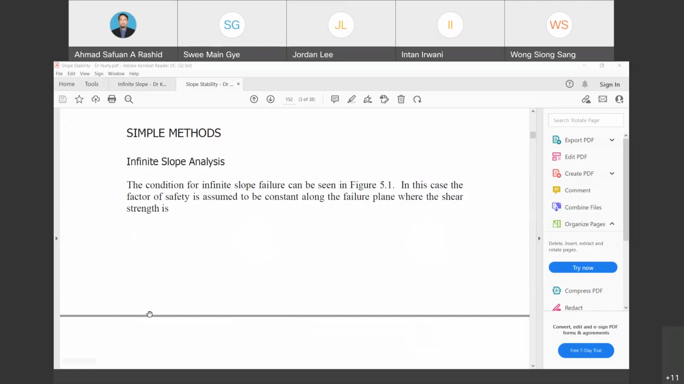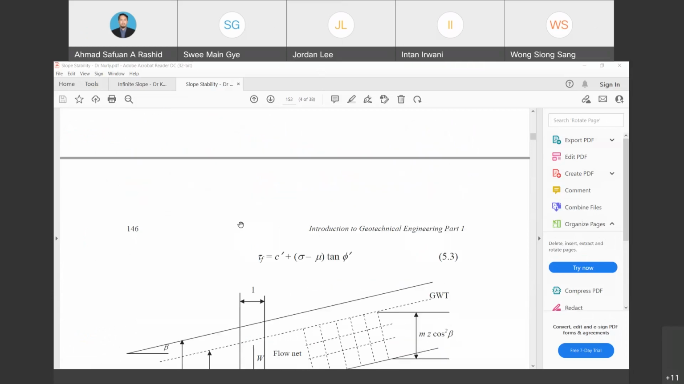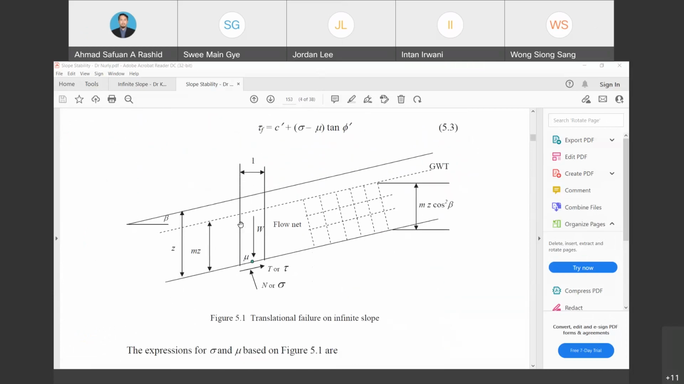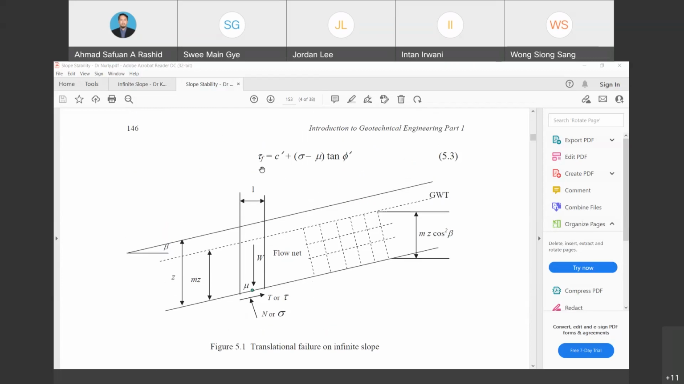Okay, we continue on some examples on the infinite slope analysis. First we look at Dr. Noli Gofa's example here. So this is the derivation of the equation for the tau F, which is the shear strength.